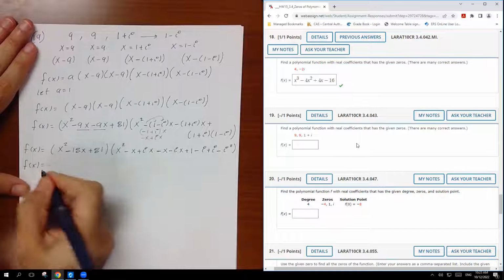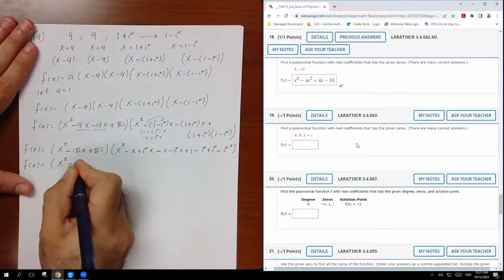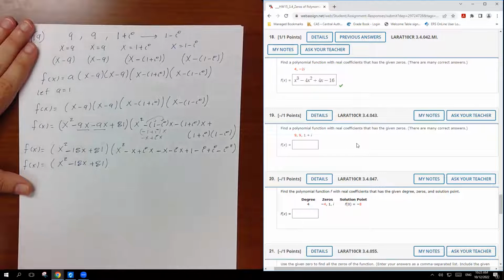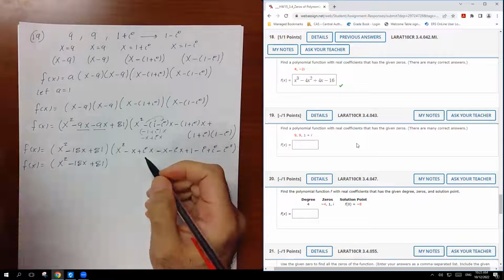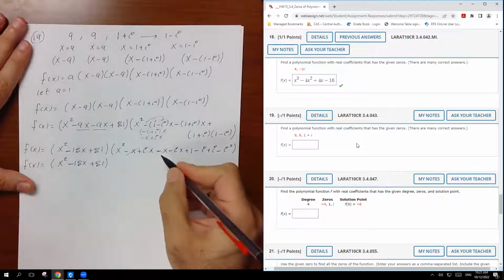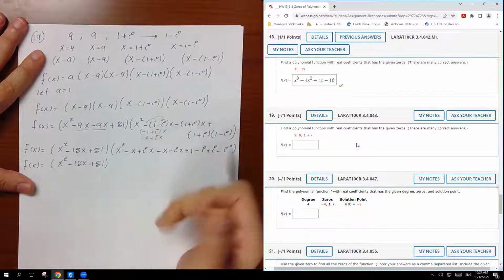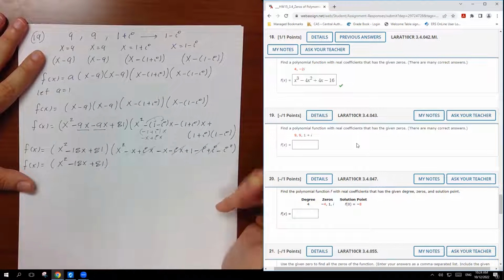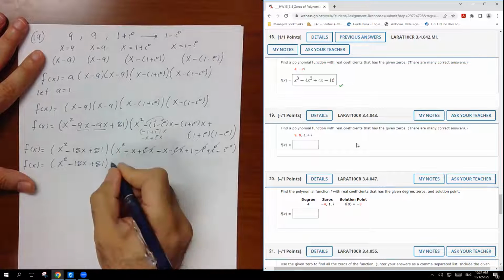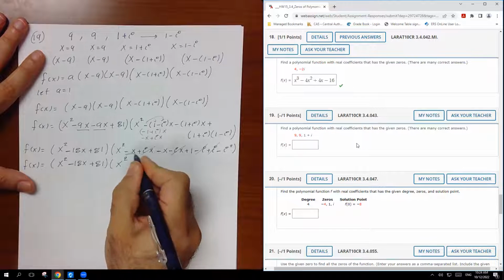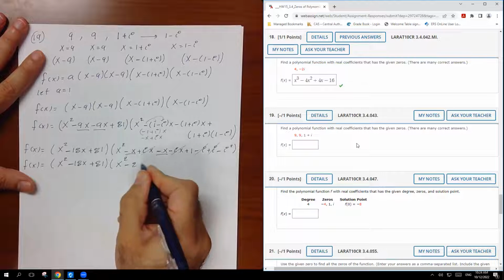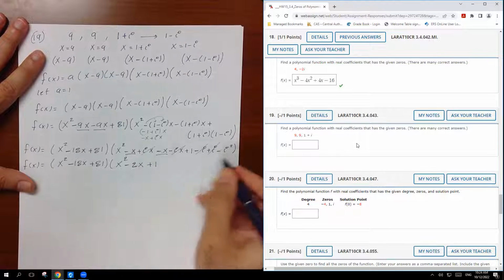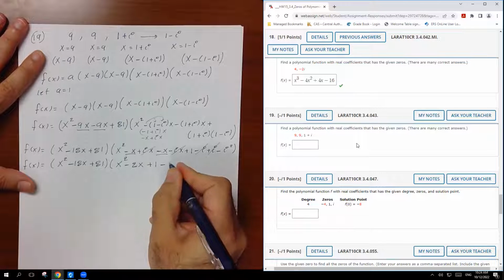So f of x is going to be equal, here is x squared minus 18x plus 81. On this one is going to be negative x. No, you're not going to cancel this one. ix cancels with negative ix, and negative i with positive i. So what's left here is x squared, negative x minus x, negative 2x. And what's left here? 1 plus 1 minus i squared, which is negative 1.